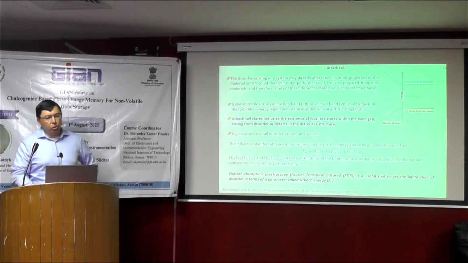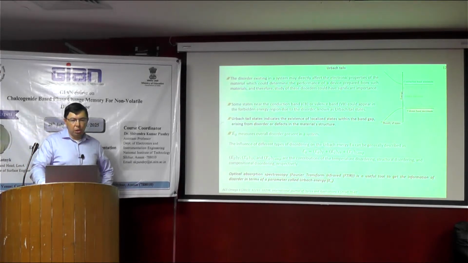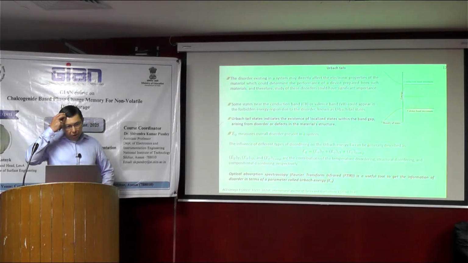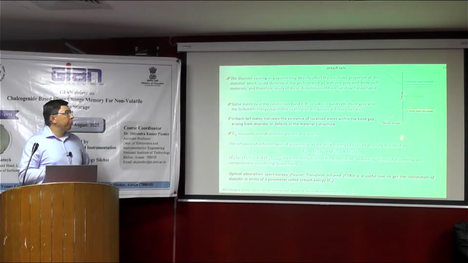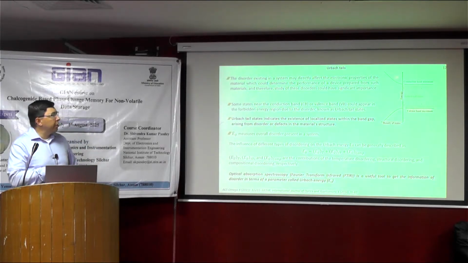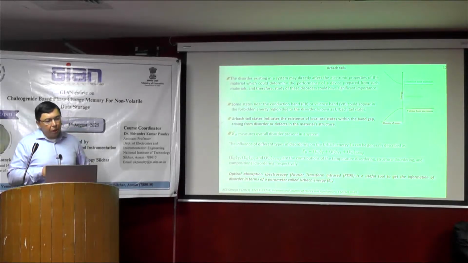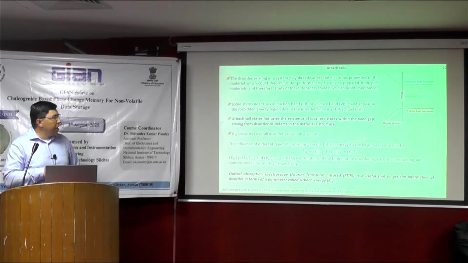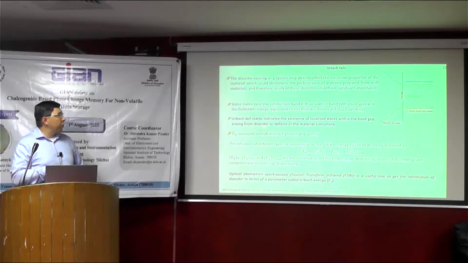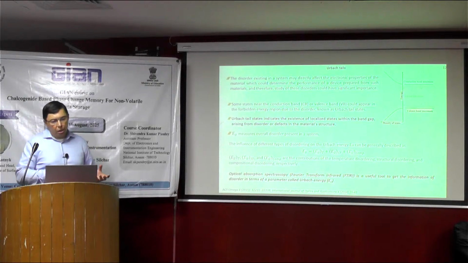Now let us also consider some interesting properties which belong more to amorphous materials. These are Urbach tails. If we have disordered materials, we can have tails close to the valence band maximum and the conduction band minimum, and these tails are called Urbach tails. Urbach tail states indicate the existence of localized states within the band gap, and they arise from disorder or defects in the material structure.